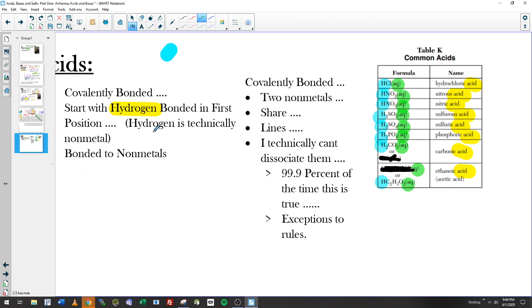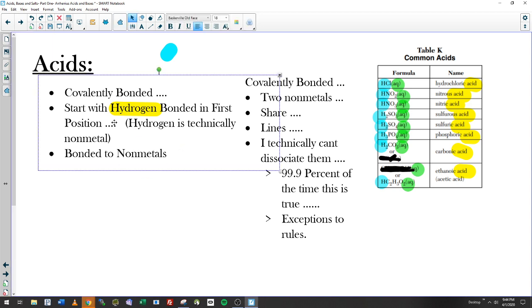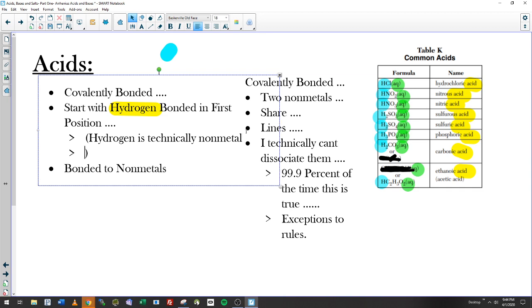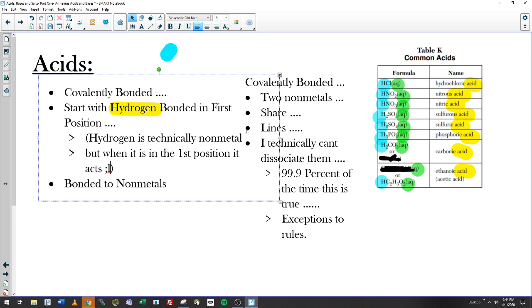Okay, so when hydrogen is bonded in the first position, hydrogen is technically a nonmetal. I'm going to go over here and I'm going to add something in. Yep, hydrogen is bonded in the first position. Hydrogen is technically a nonmetal. But when it is in the first position, it acts like a metal.